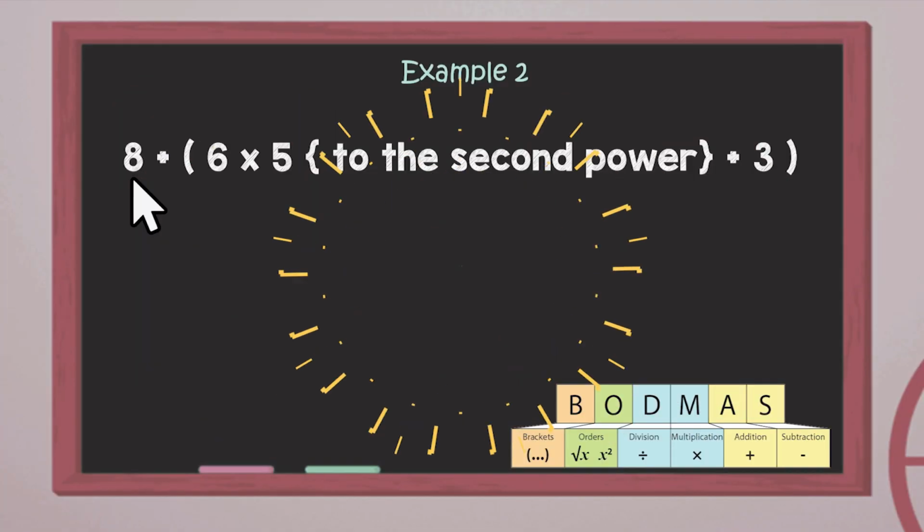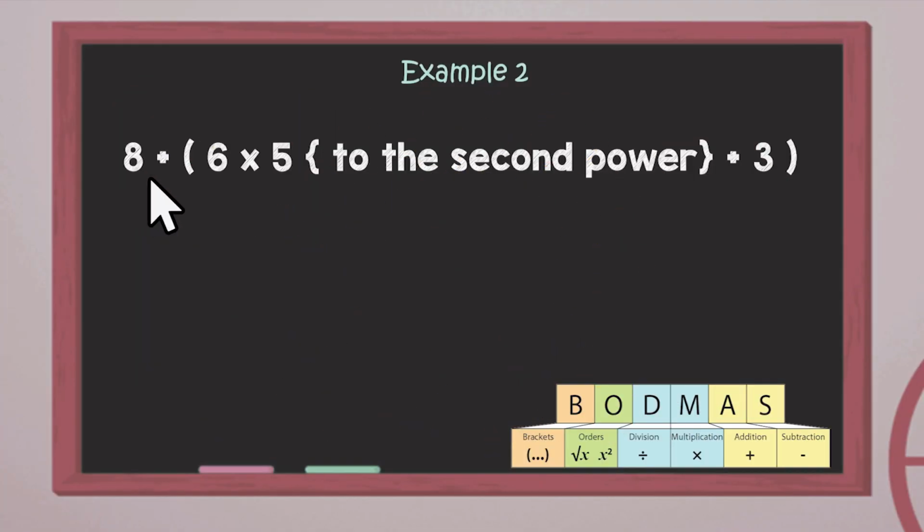Let's look at example 2. 8 plus 6 multiplied by 5 to the second power plus 3. Let's read that again. 8 plus 6 multiplied by 5 to the second power plus 3.